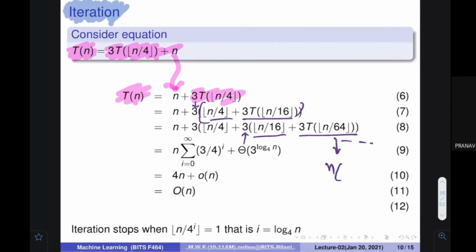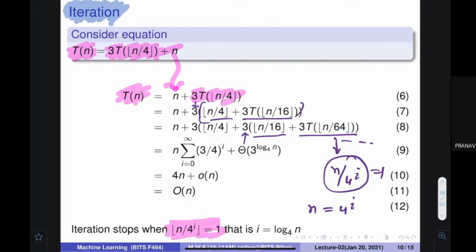It is something to the 4 to the power i, when n divided by 4 to the power i becomes 1, because this would go on until n over 4 to the power i, and it would stop when this value becomes 1. This value becomes 1 means what? n is equal to 4 to the power i, and this is the condition when n upon 4 to the power i becomes 1. And here you can find out: what is the value of i? Log of n at the base 4.